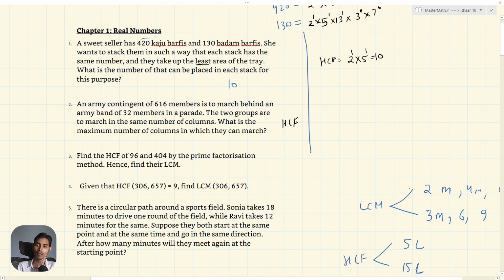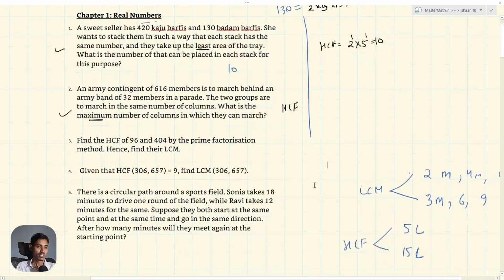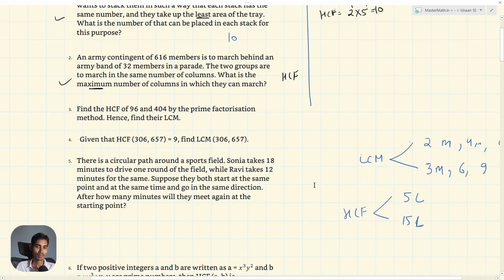Least area. So least area, basically you might think we have to find least common factor, right? It might sound like that. And maximum number of columns, you might think HCF, and there are more questions coming up. Although for both these questions it was HCF only, the words would confuse us. It does confuse a lot of people. That's why I shared this. Try the fourth question.